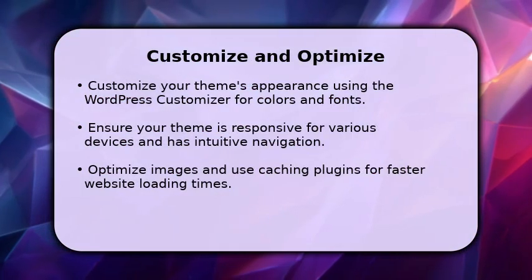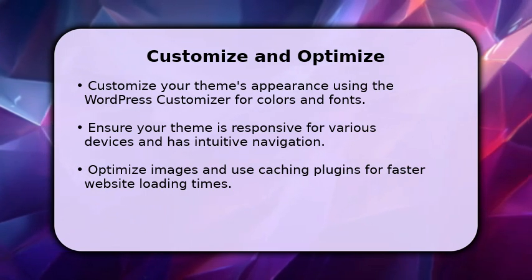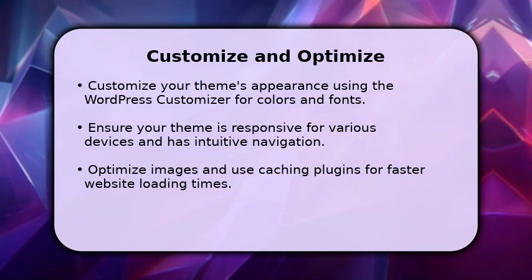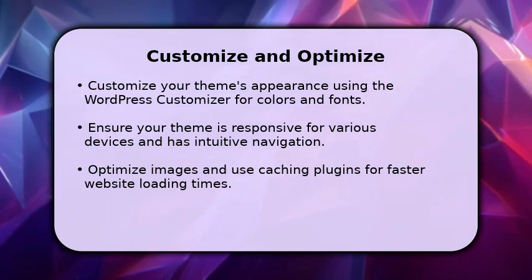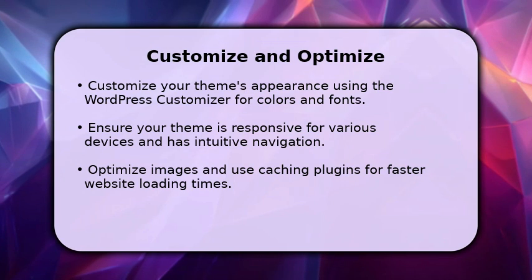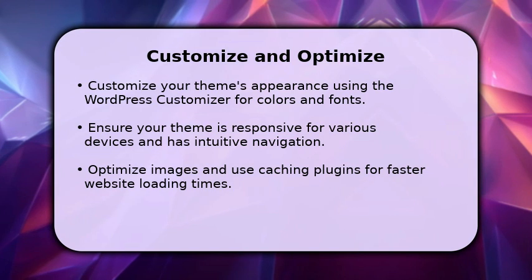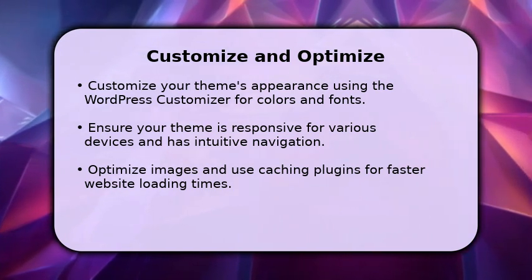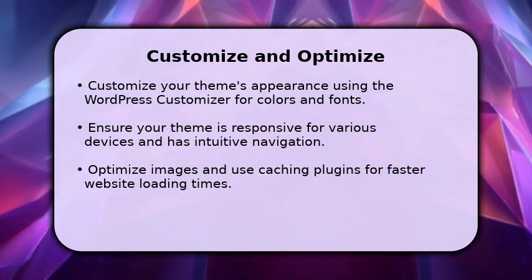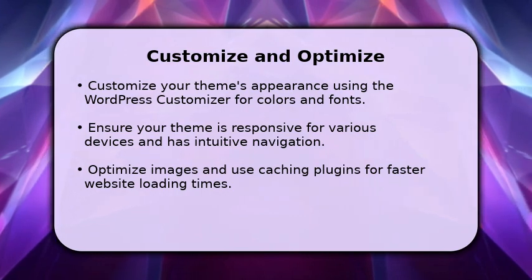After activating your theme, it's time to make it truly yours. Head to Appearance, then Customize to access the WordPress Customizer. Here, you can adjust colors, fonts, and other visual elements with a live preview. Remember to choose a theme that is responsive, meaning it looks great on all devices, from desktops to mobile phones. For optimal performance, always optimize your images, and consider using a caching plugin to ensure your site loads quickly for every visitor. Thanks for watching.